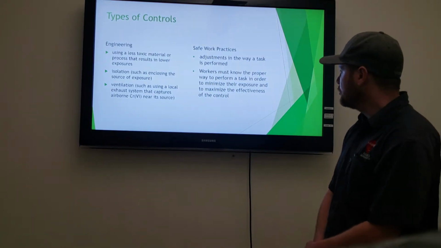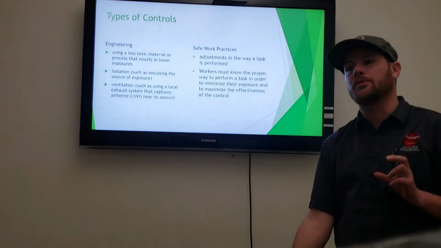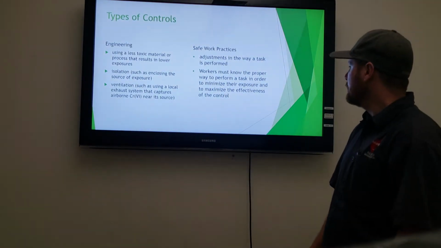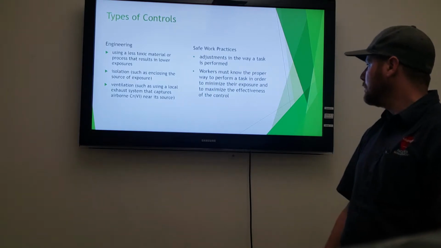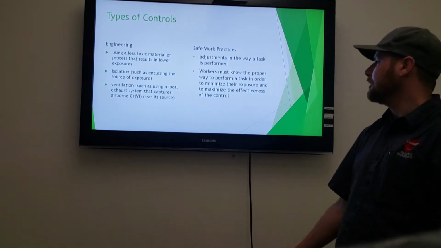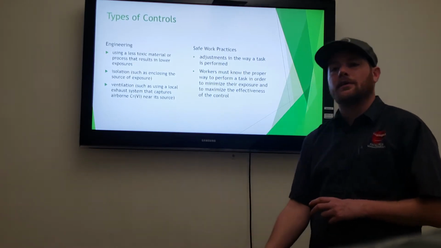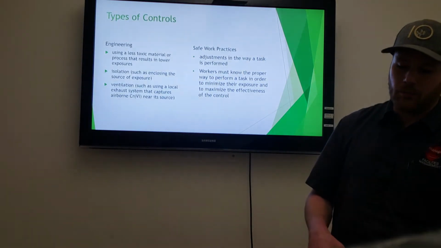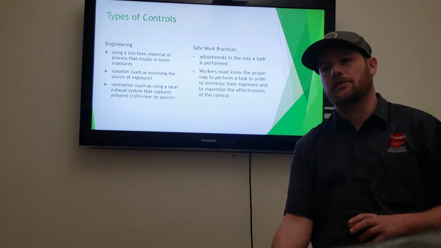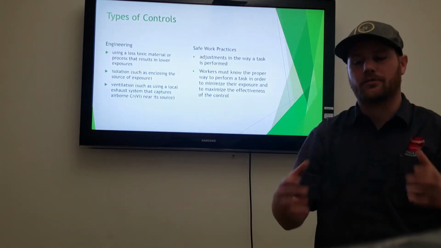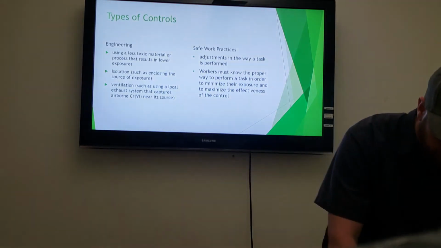Some safe work practices would be adjusting the way a task is performed so that you reduce your chance of exposure. Workers must know how to perform a task in order to minimize their exposure and maximize the effectiveness of a control. For example, if you were doing some welding, you'd make sure that you're standing and welding in a manner that optimizes the use of the hood vent and eliminates that product from the air around you.